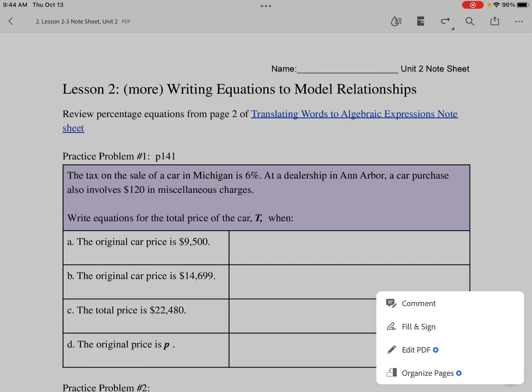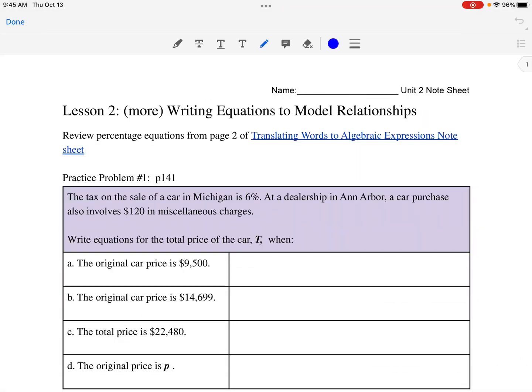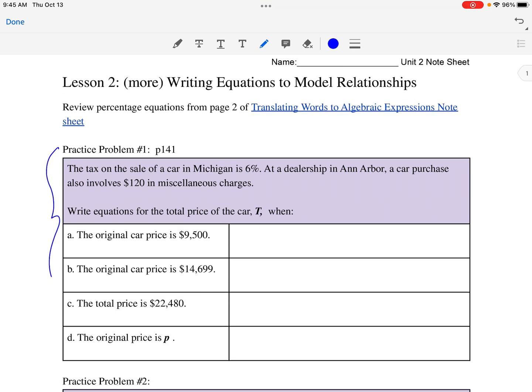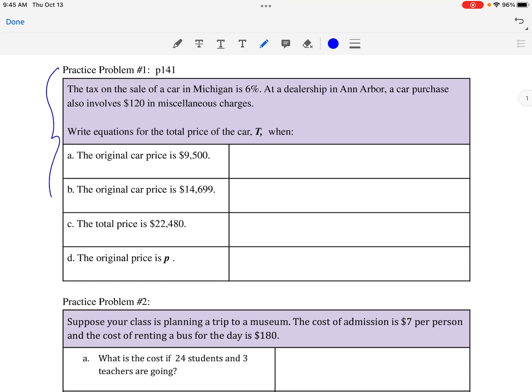Lesson 2 continued. Writing equations to model relationships. And here we're going to do some writing of equations using percentage. You can review page 2 of these notes here to remember how we work with percents in equations. So here we have a situation, and I encourage you to pause the video and try filling this out on your own after we talk about it here.